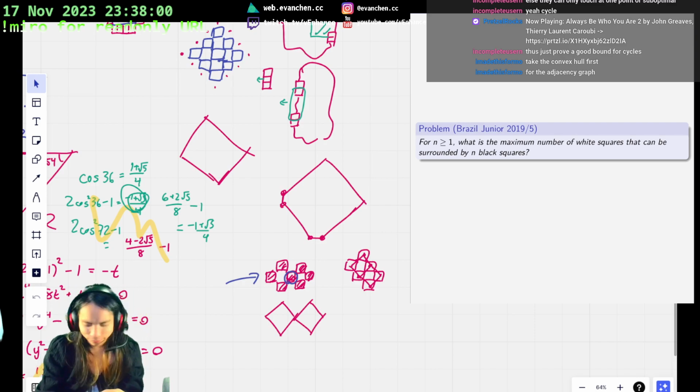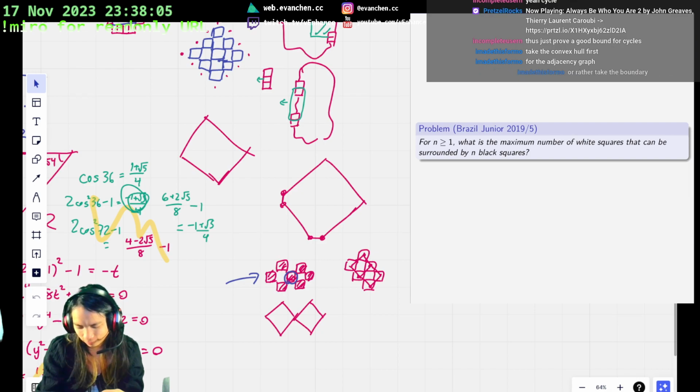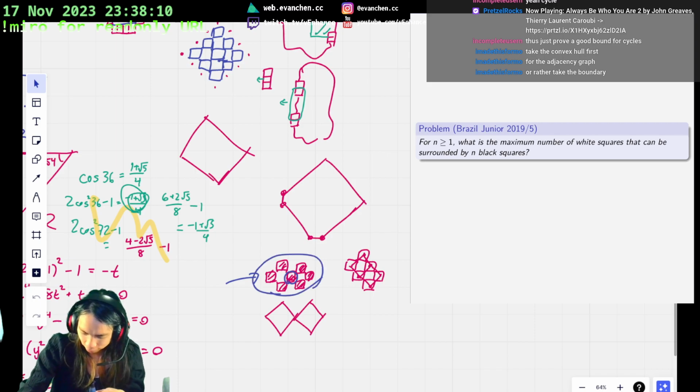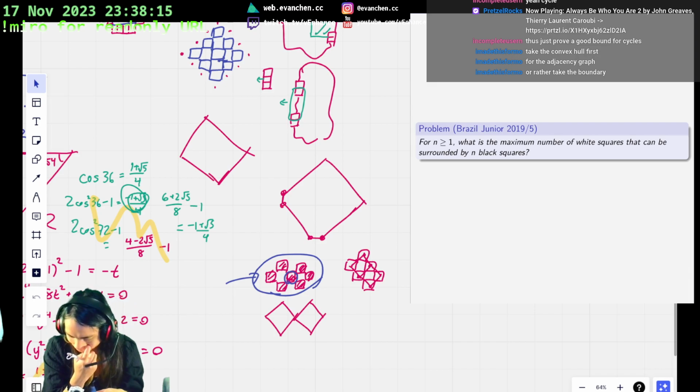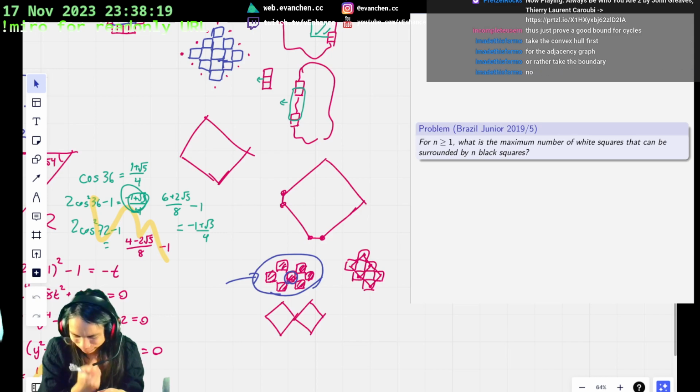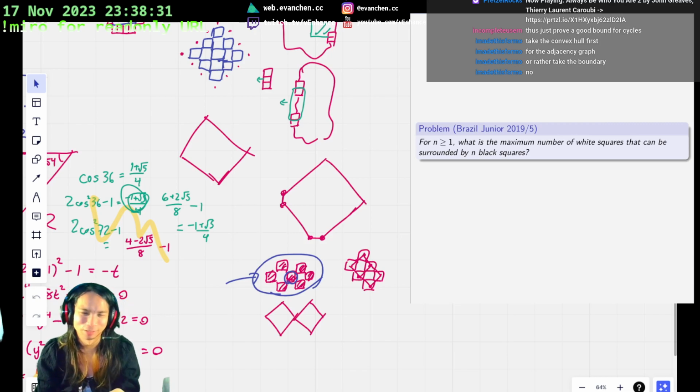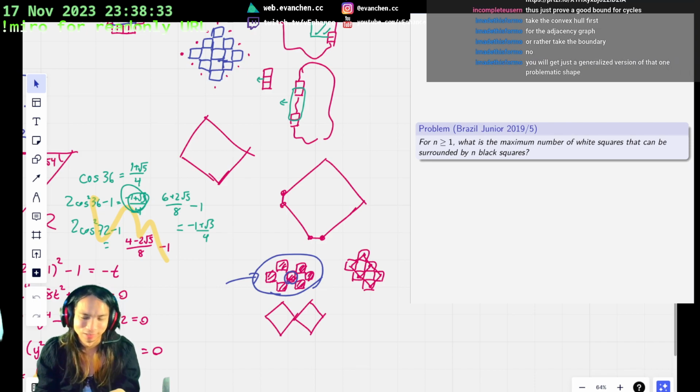Take the convex hull first. I mean, but the problem is, if you try to start by taking the convex hull, then this shape is an issue, right? Take the boundary. Boundary might be okay. Yeah. I mean, taking the boundary is fine, but I think that's equivalent to the thing I said with bridges.